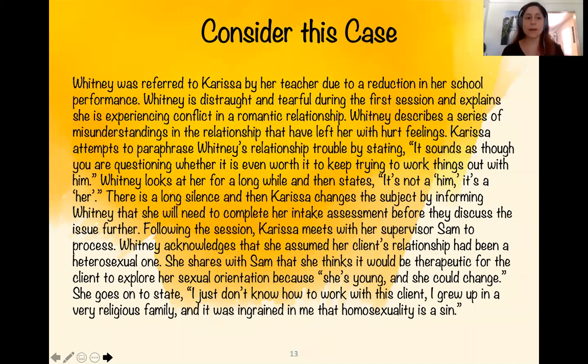Okay, I'm going to read it out to you. Whitney was referred to Carissa by her teacher due to a reduction in her school performance.